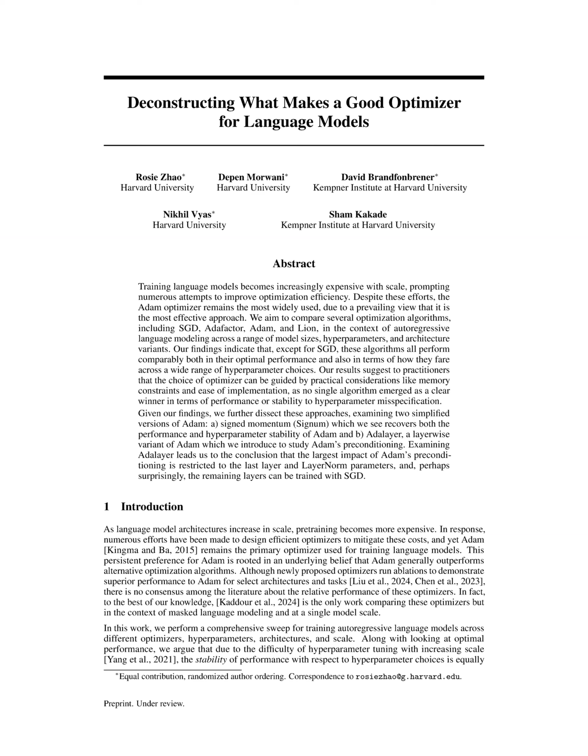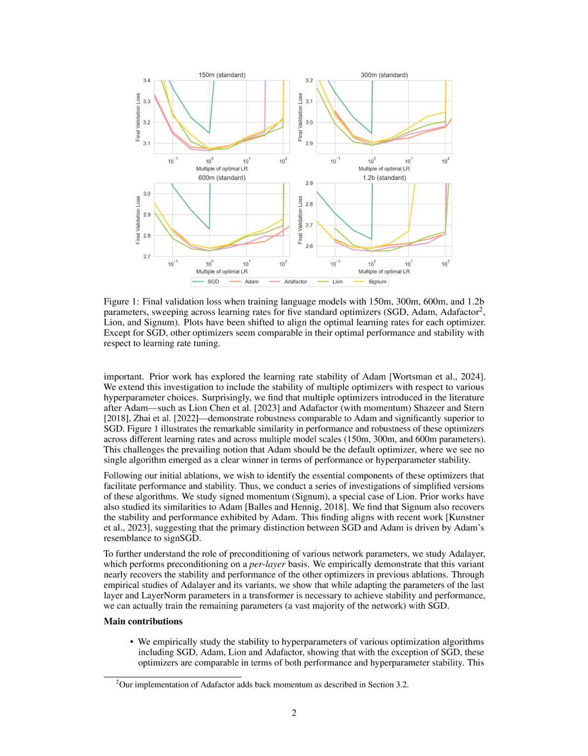The goal is to understand the role of preconditioning in adaptive optimizers like Adam, and to determine if simpler optimizers like SGD can achieve similar benefits with minimal modifications. The study investigates the necessity of adaptivity for different parameters of the network and aims to provide insights into which parts of the network require adaptive optimization techniques for optimal performance and stability.